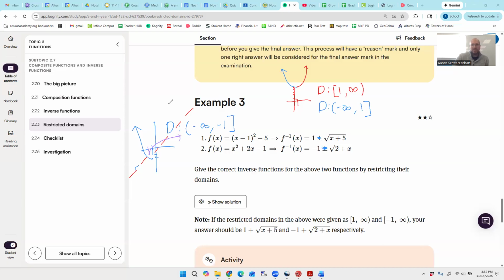Should look... no, that was not right. Should look like this. Yeah, that's a reflection over y equals x. Okay, and that is functions and inverse functions and function composition.